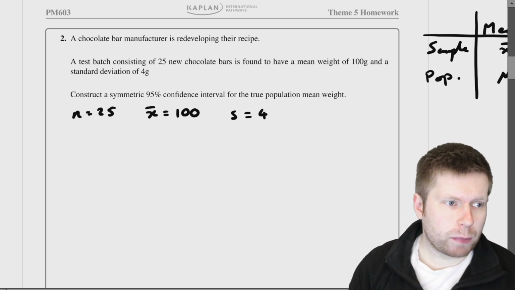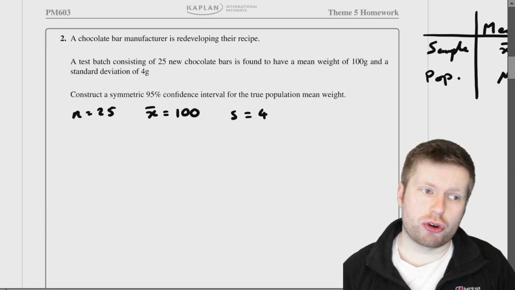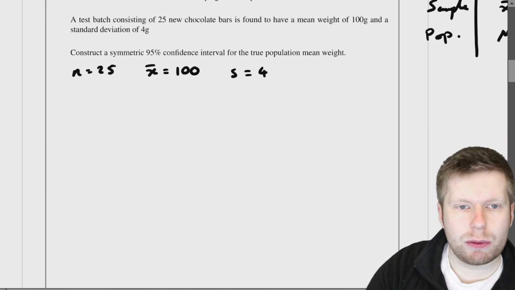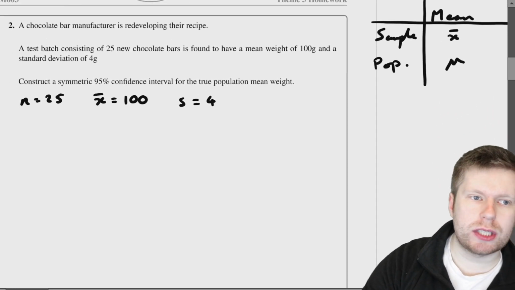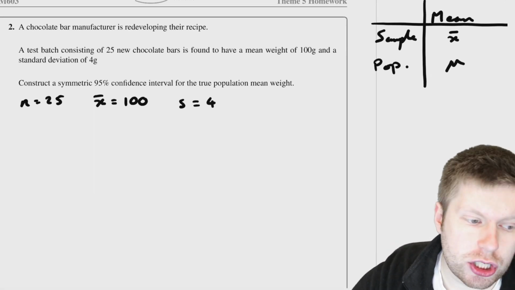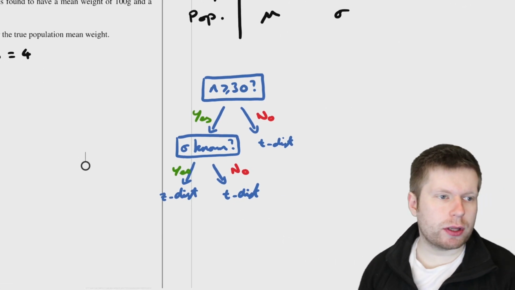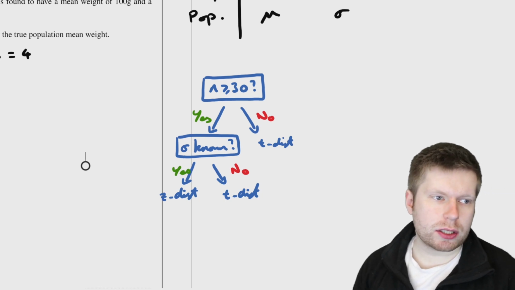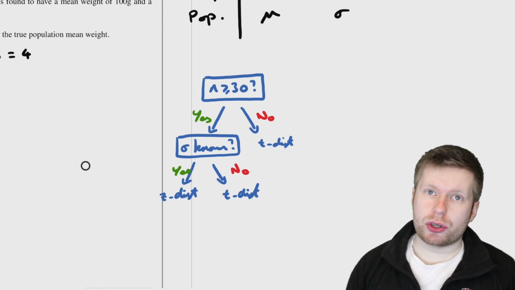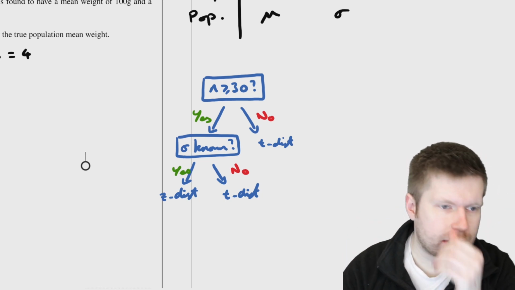Now I've been tasked to find a 95% confidence interval, symmetric around the mean, for the true population mean weight, okay. So first of all, I need to figure out exactly what type of distribution I need to be using to find my critical values. So I need to ask myself the same two questions as before. If I have a look at this over here, the two questions I need to ask are, first of all, is my sample size greater than or equal to 30? Then I need to ask, do I know my population standard deviation, noticing I'm using sigma there because it's population standard deviation?